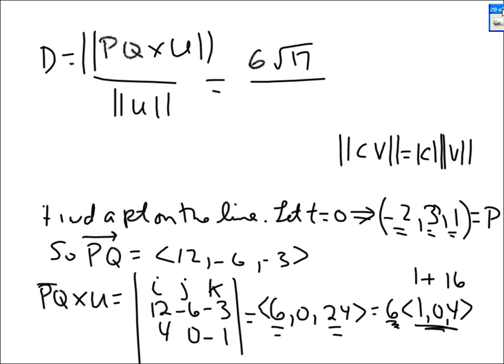Now U, if I remember correctly, was 4, 0, -1. 4 squared is 16, -1 squared is 1. I get the square root of 17. And that's going to cancel out, so the distance is 6. Which is pretty cool.